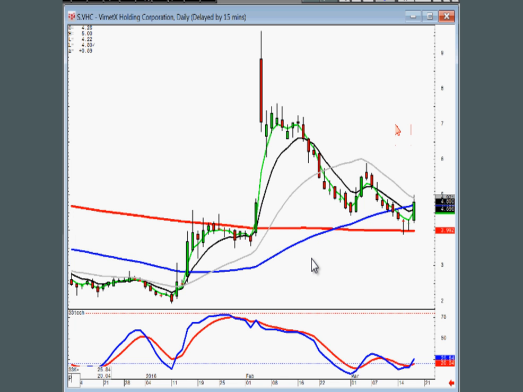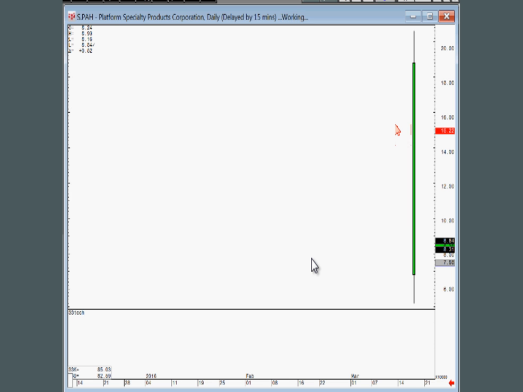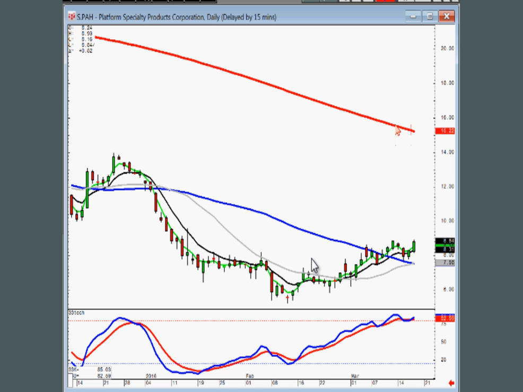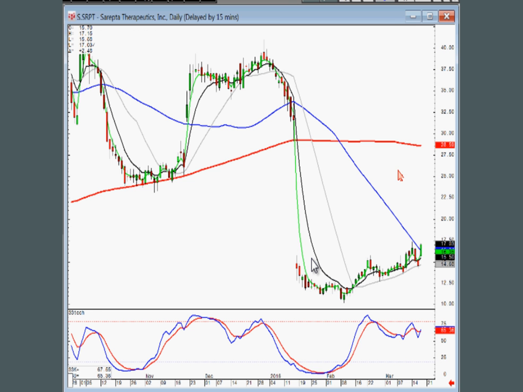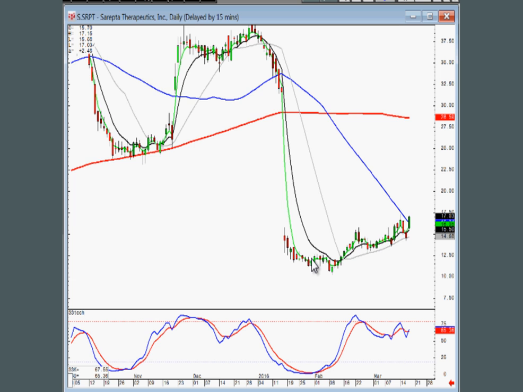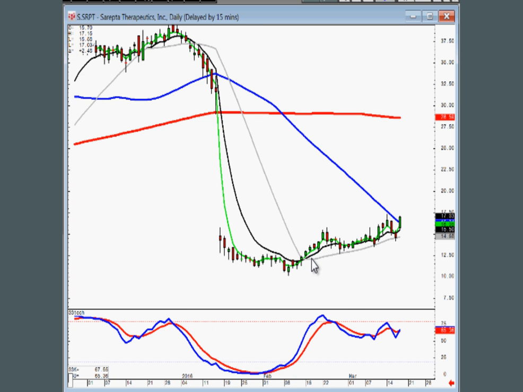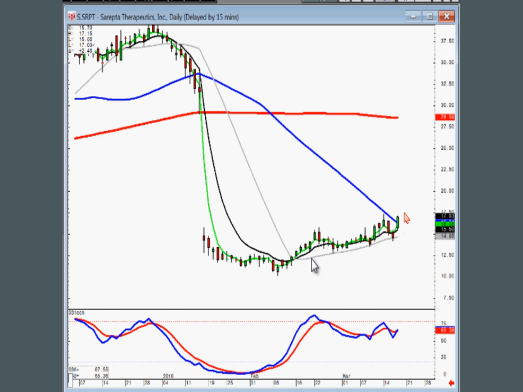We recommended PAW not too long ago. Just stay long on this one. Nice big fry pan bottom in progress. I think we did SR. Whoops. SRPT. Yes, we did this one. This one you want to buy immediately on positive trading tomorrow. Notice your little kicker signal, scoop type pattern.